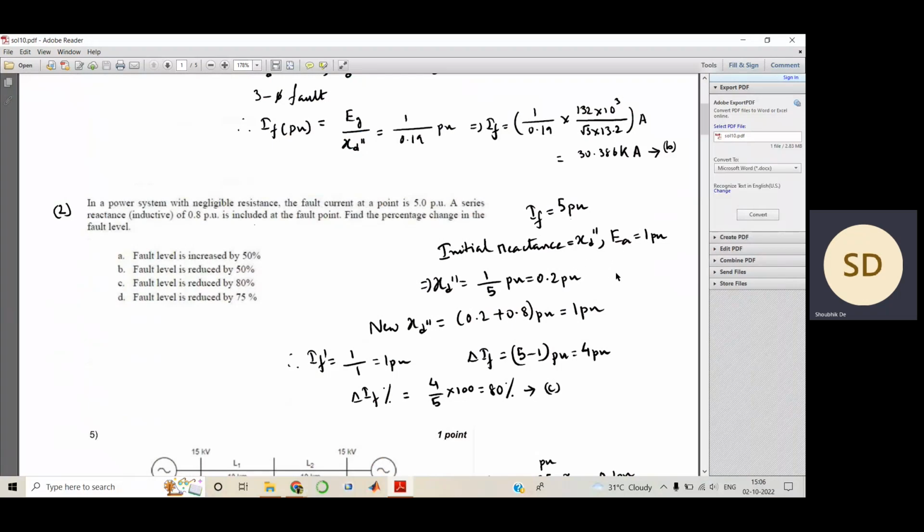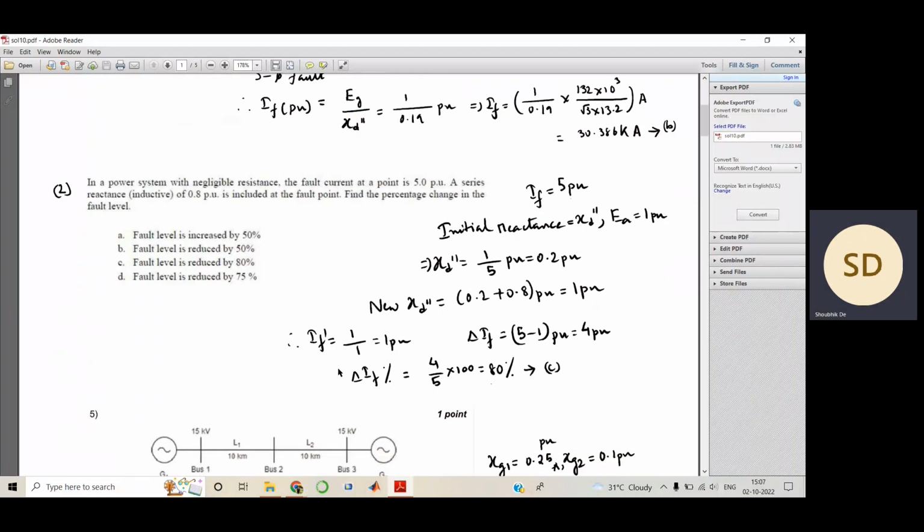So yeah, we have to calculate the initial reactance. Now for our reference, we have to assume that the voltage at the terminal point would be 1 per unit, right? So your fault reactance would be the voltage divided by current, which is 0.2. Now they are saying another series reactance, so reactance basically in series of 0.8 per unit was connected with the system. Therefore, the changed reactance value would be 0.2 plus 0.8, which is your 1 per unit, right?